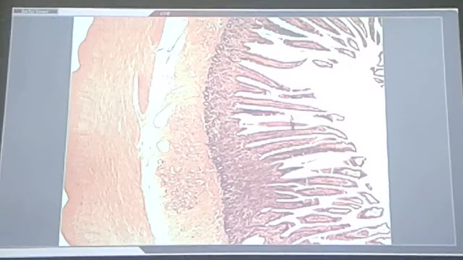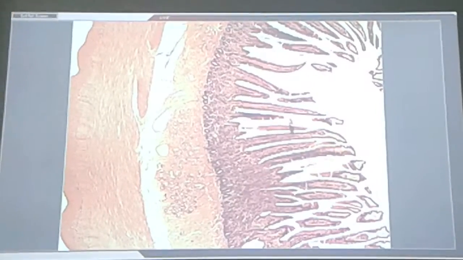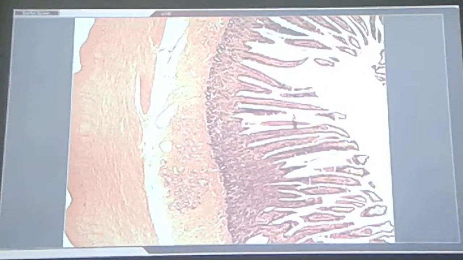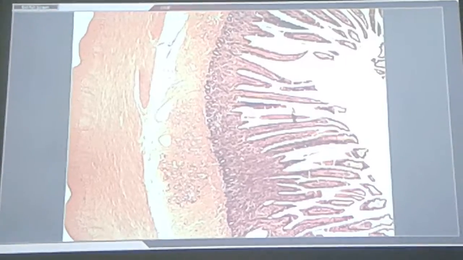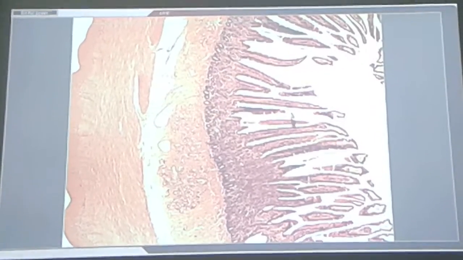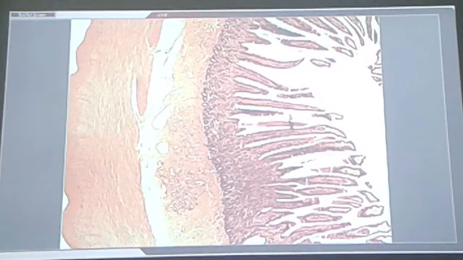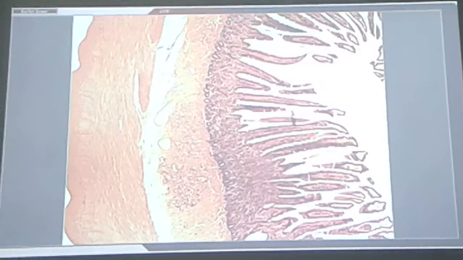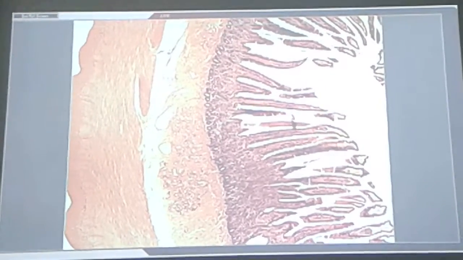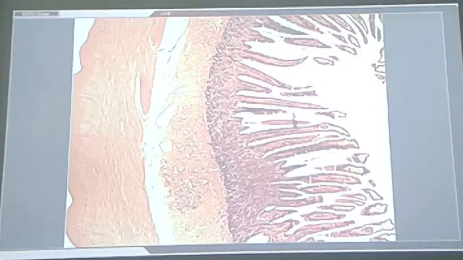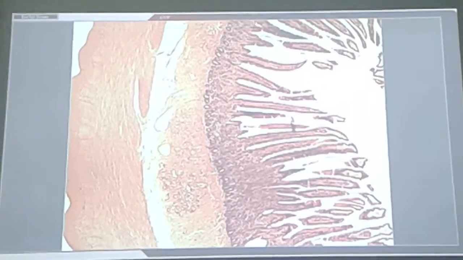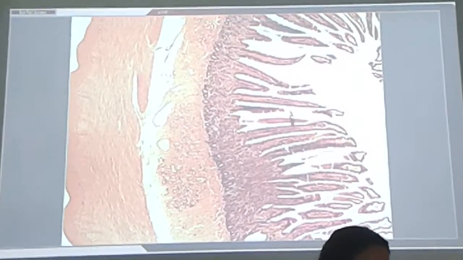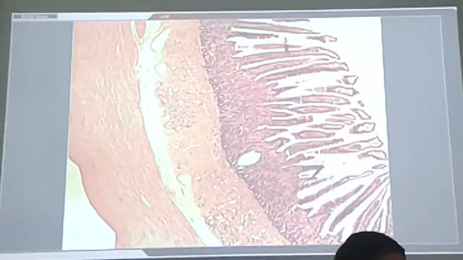So I will show you 3 slides from the intestine, and I have started with the duodenum. The histological way to distinguish the duodenum from the jejunum or ileum is to find Brunner's glands. In this submucosa, you will see Brunner's glands, alkaline mucus secreting glands, found only in the duodenum. Let's have a look at the mucosa.